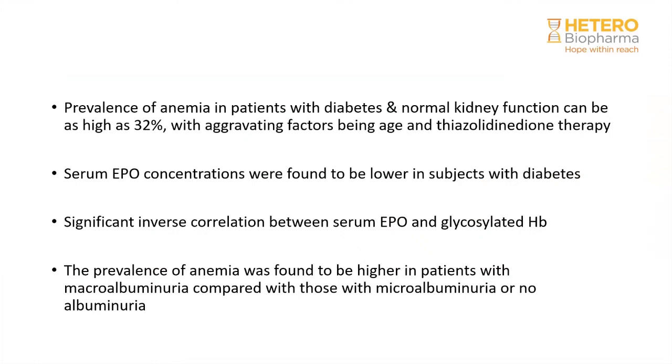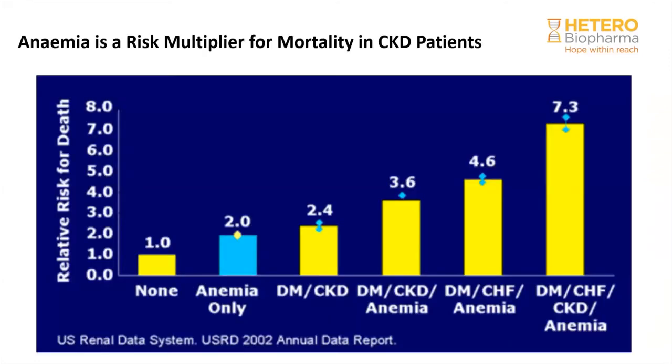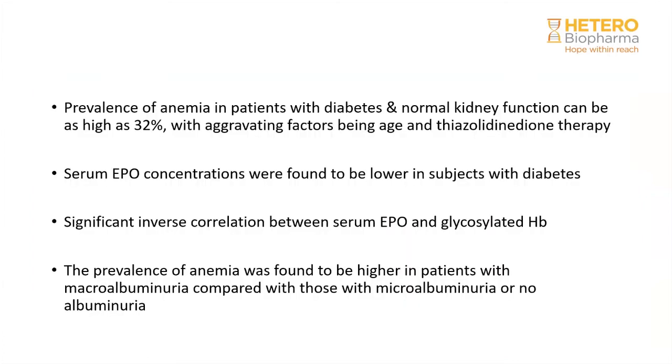In fact, when we see this graph, not just anemia, diabetes is also a multiplier for mortality in chronic kidney disease patients. And this combination, diabetes with anemia, is highly dangerous. The prevalence of anemia in patients with diabetes is high. In fact, among diabetics with normal renal function, as many as 32% can have anemia.